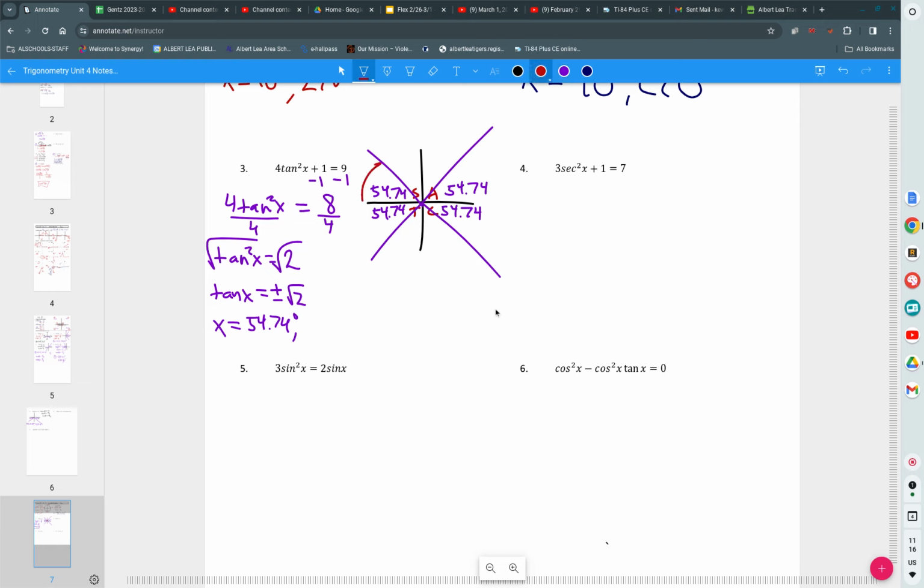How would I calculate this one right here? What would I do to figure that out? Yep, 180 minus 54.74, and we get 125.26. How did I figure out that one? You added. Yeah, I add that to 180, and I get 234.74. Then I do 360 minus 54.74, and I get 305.26. We're okay with that?